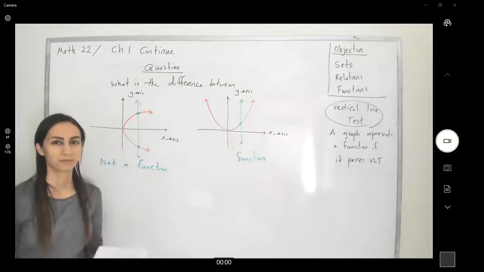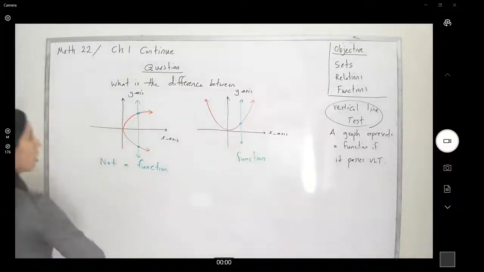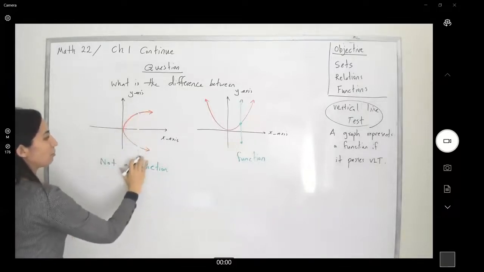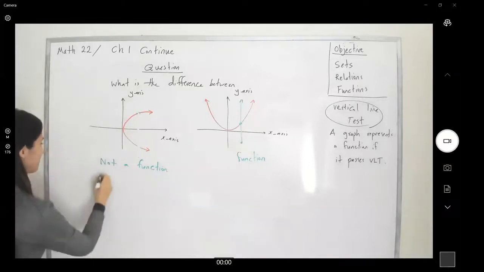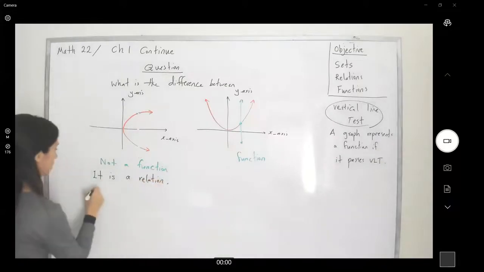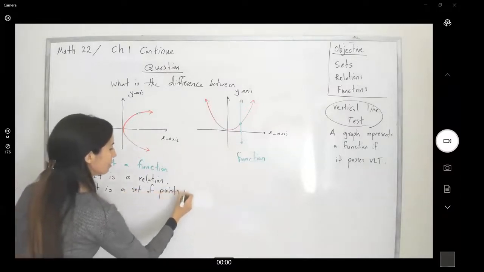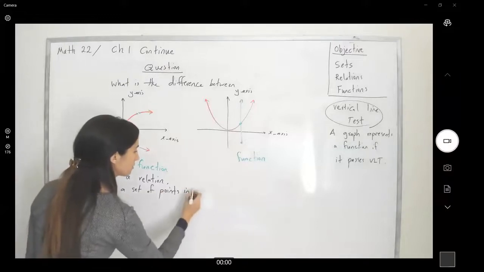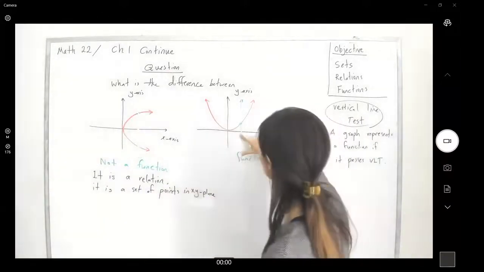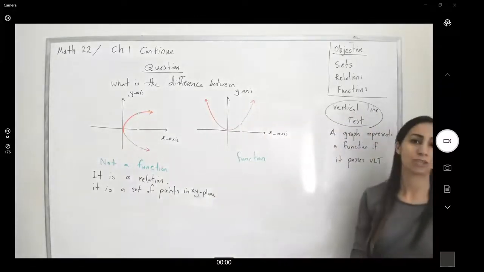What is it? A relation? Very good. It's not a function. We call this a relation. What is a relation? Relation is a set of points in xy plane. But this is just a function because it passes vertical line test. We're going to officially define these two in mathematical point of view, in logical point of view.